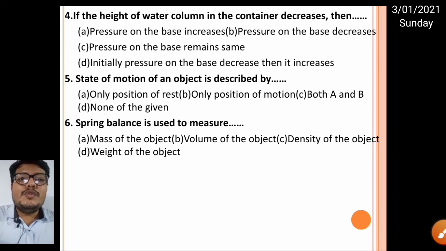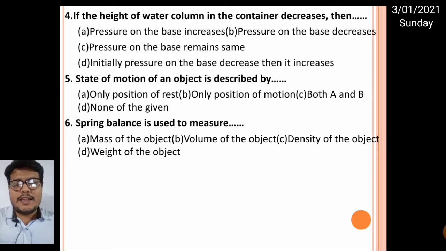Spring balance is used to measure mass of the object, volume of the object, density of the object or weight of the object. If you have seen a spring balance, there is a hook on which we keep our things to measure, and on that thing there will be a force applied by the earth, or you can say ground, that is gravitational force.